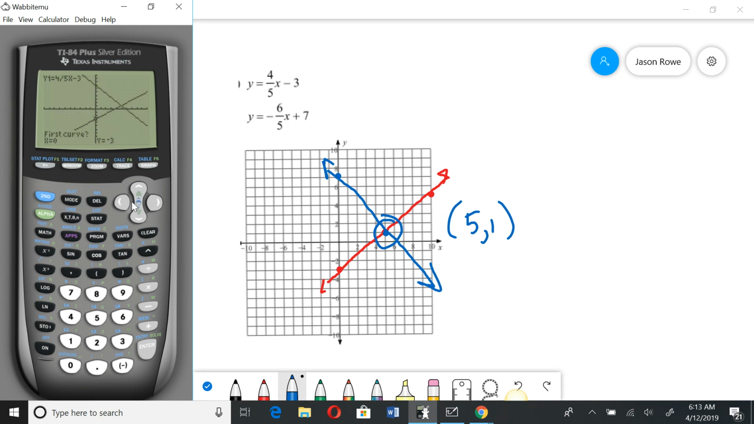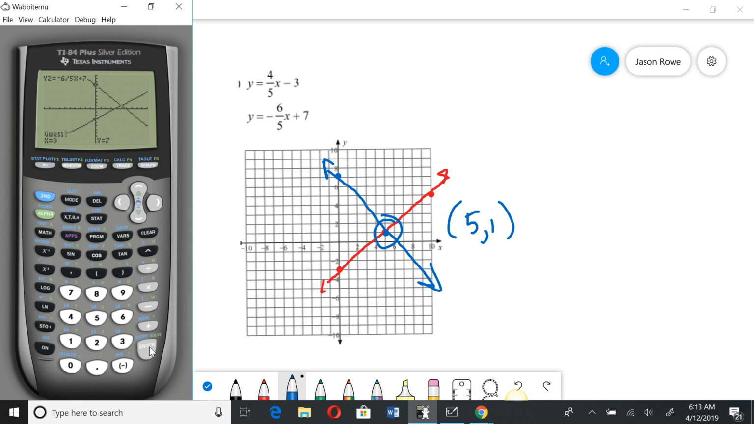And now what it's going to ask me is first curve, second curve, yes. First curve would be the first line. So I'm just going to hit enter because you see my cursor is already on the first line. So I'm going to hit enter. And it says second curve. Well, look, it jumped up to the other line. So I'm just going to hit enter again.